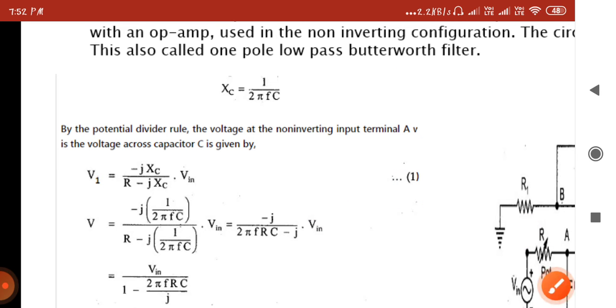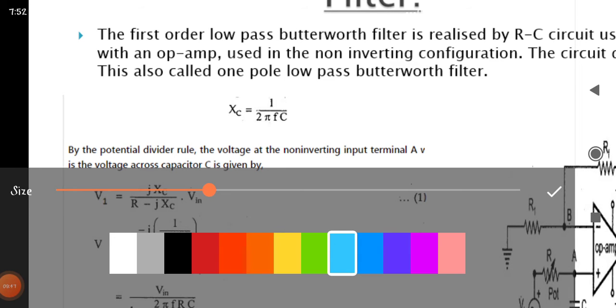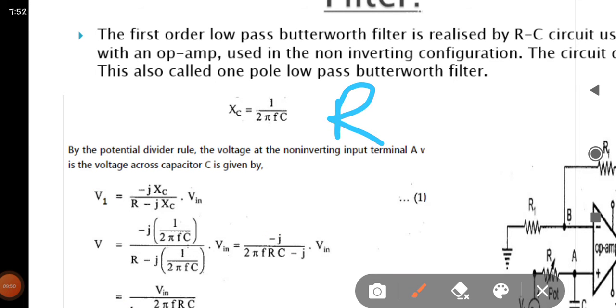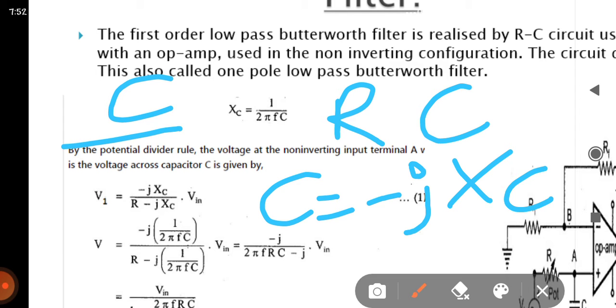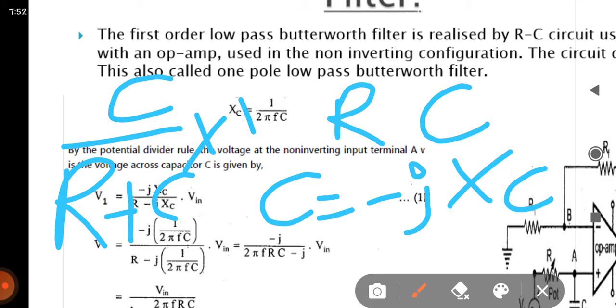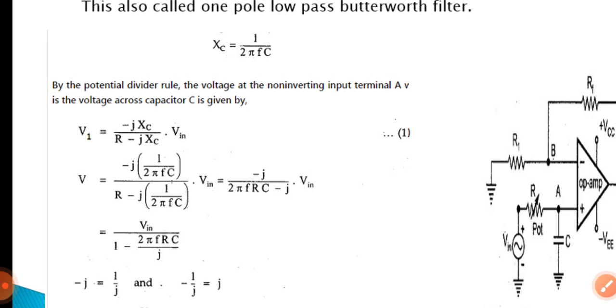Here, instead of R1, the capacitor is there. R is there and C is there. C, which I have taken as j into Xc, right? Next, what comes? C divided by R plus C into Vin. Put this value in this equation: minus jXc divided by R minus jXc. You have to take that one.